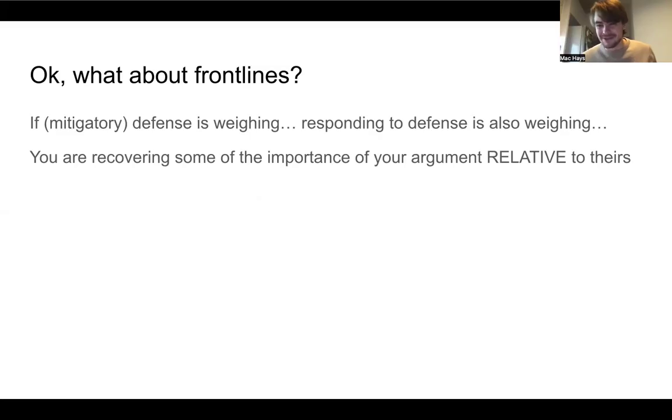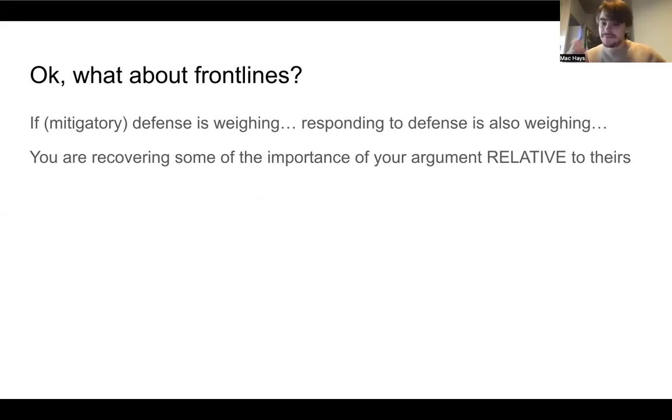And along the same lines, responding to defense, defending your own arguments, frontlining, is also weighing. It's just sort of in the reverse. It's recovering some of the probability or the magnitude, or whatever aspect of your argument is being used to compare. So responding to defense only matters because it can make the difference when it comes to weighing.